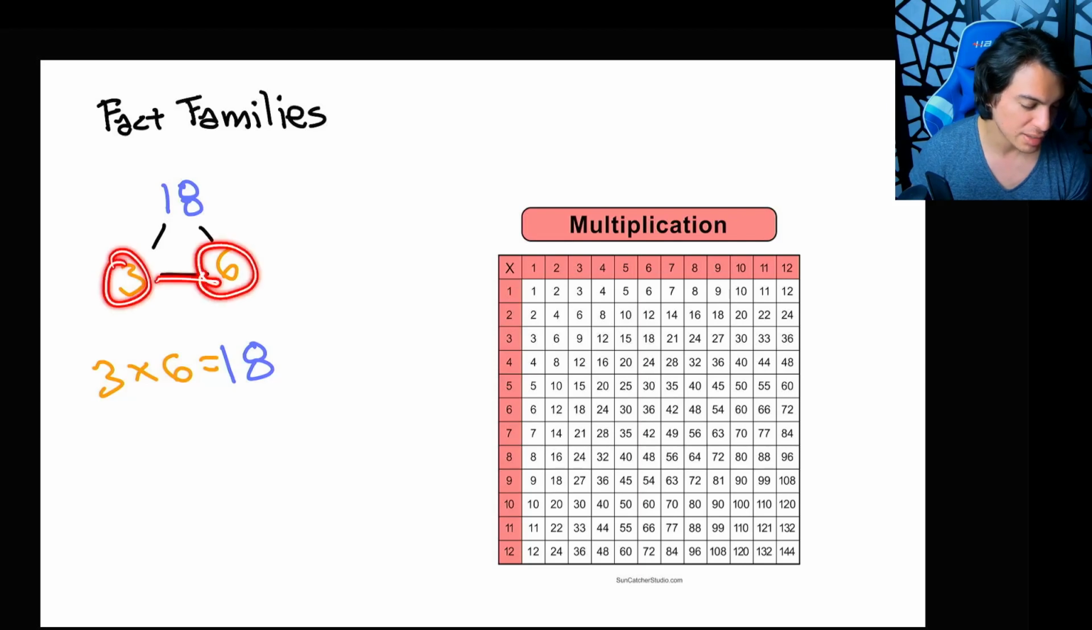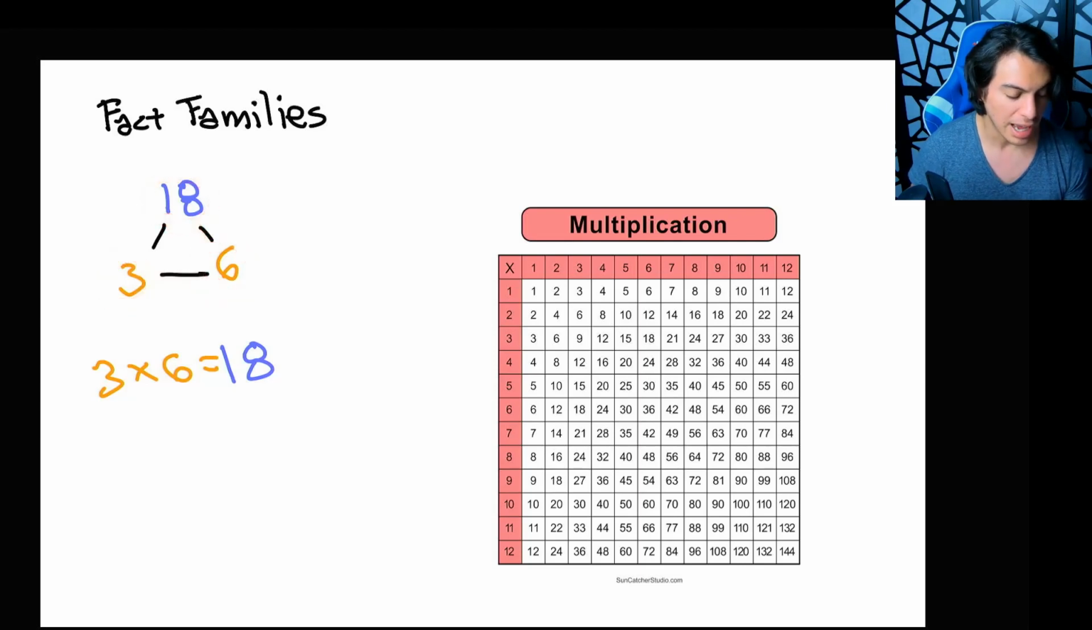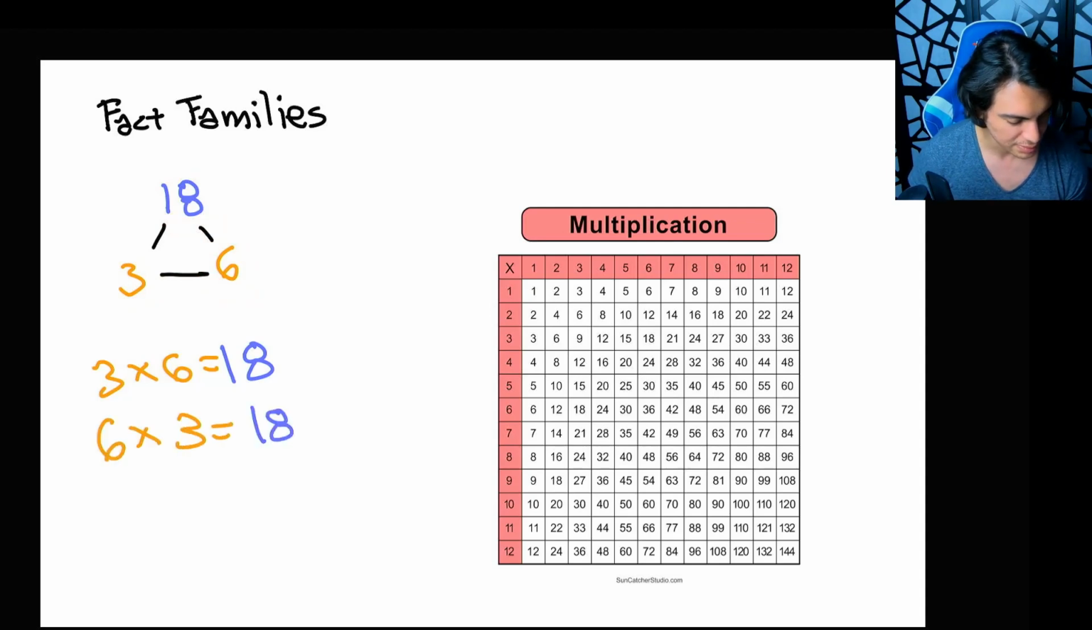So let's take a look. 3 times 6 is 18. I can also use that to find another number sentence. 6 times 3 is also 18. See how it's all locked together? You're always going to get this answer.